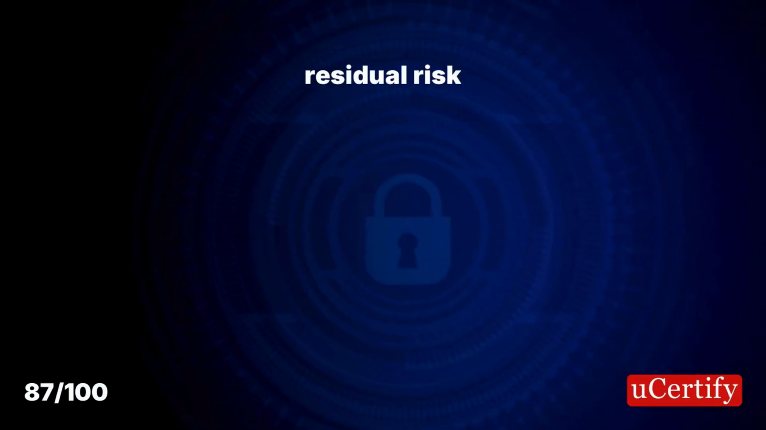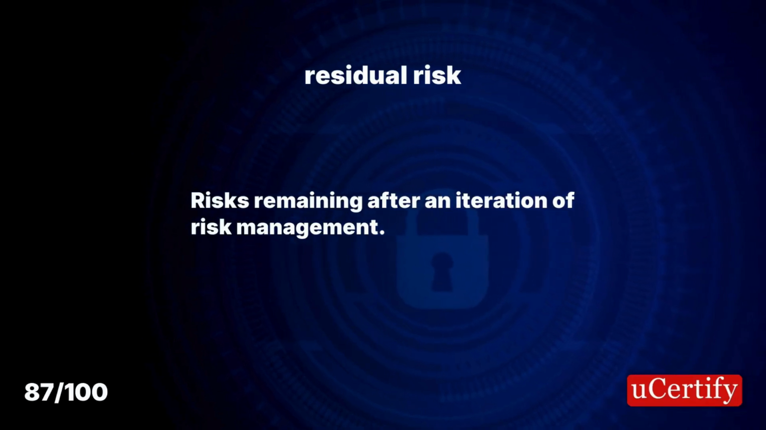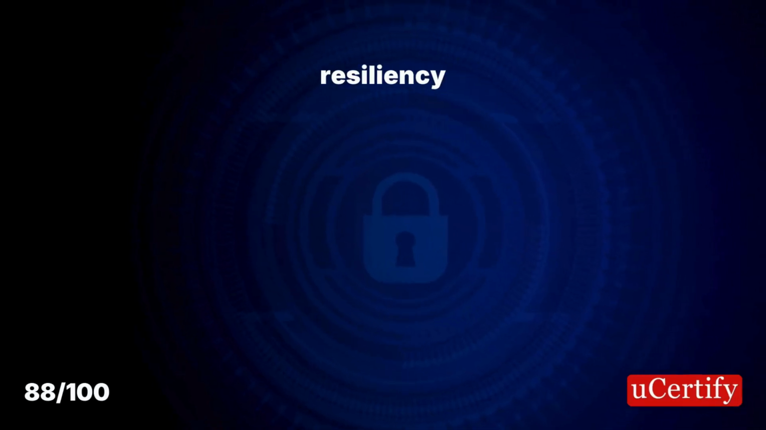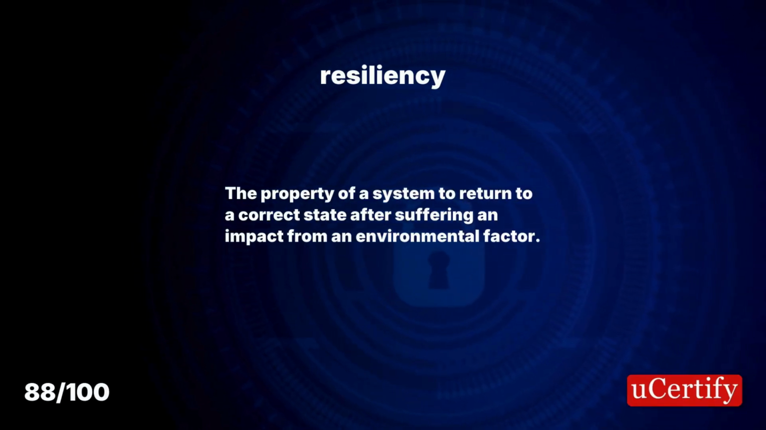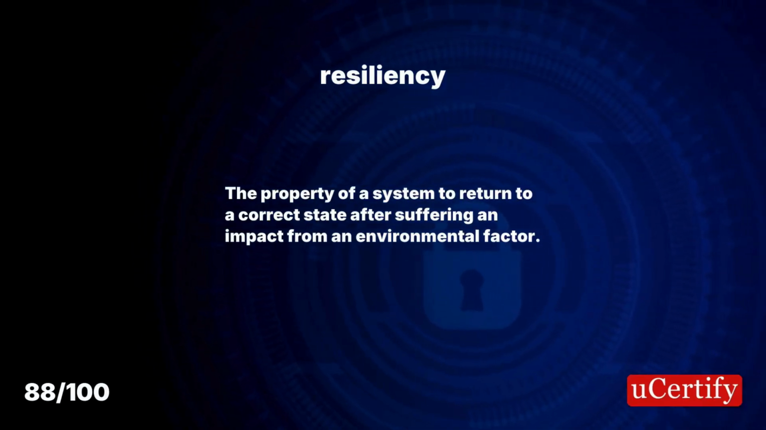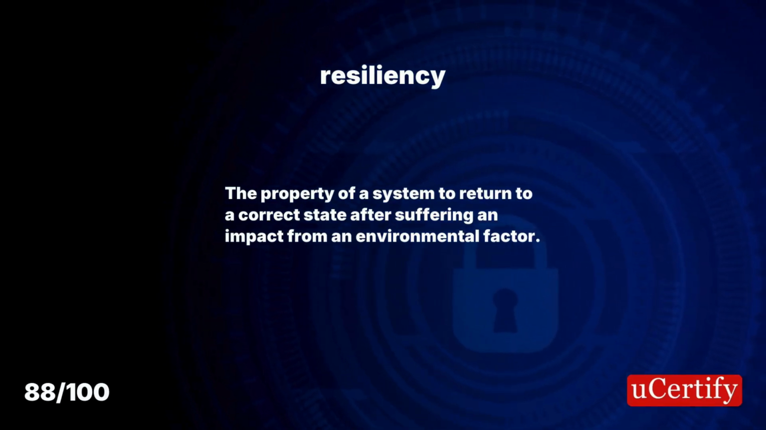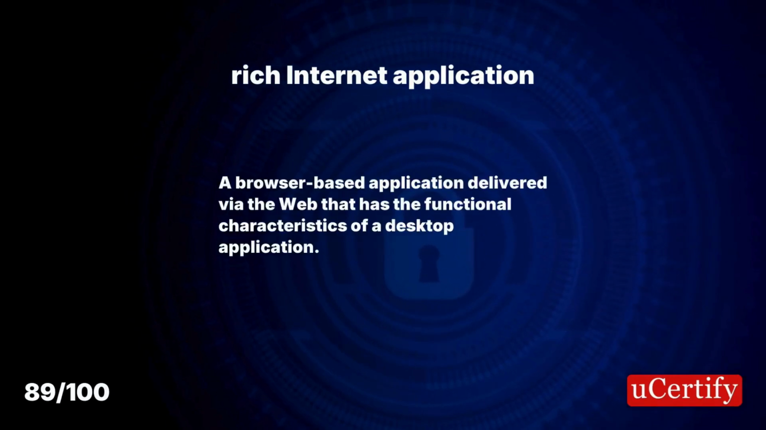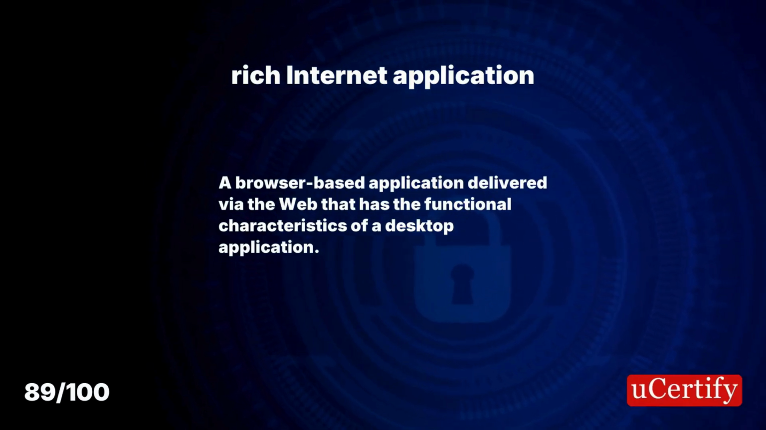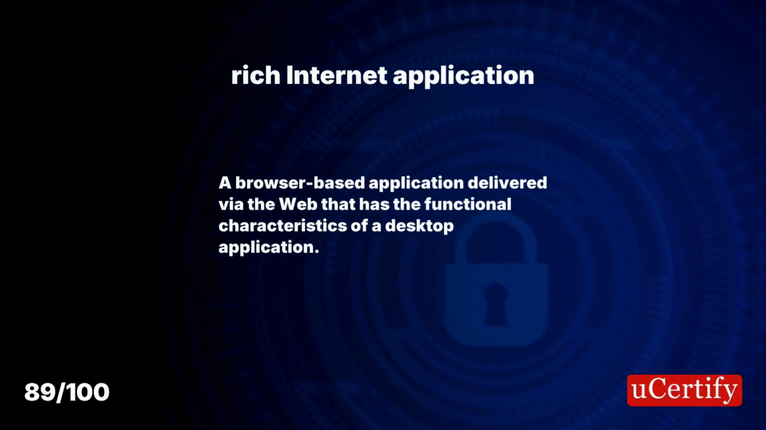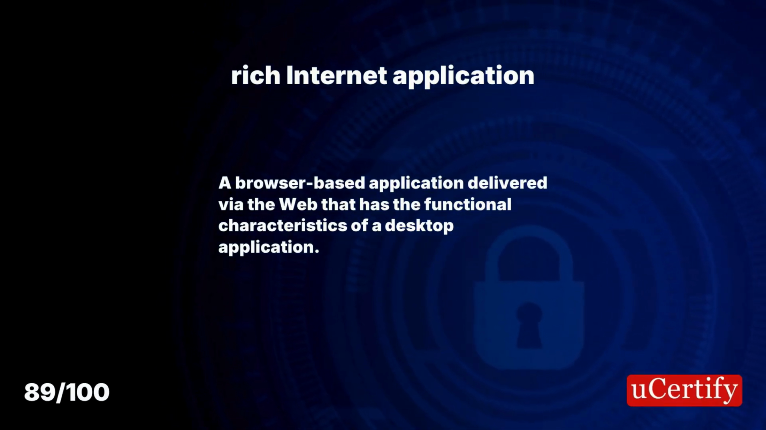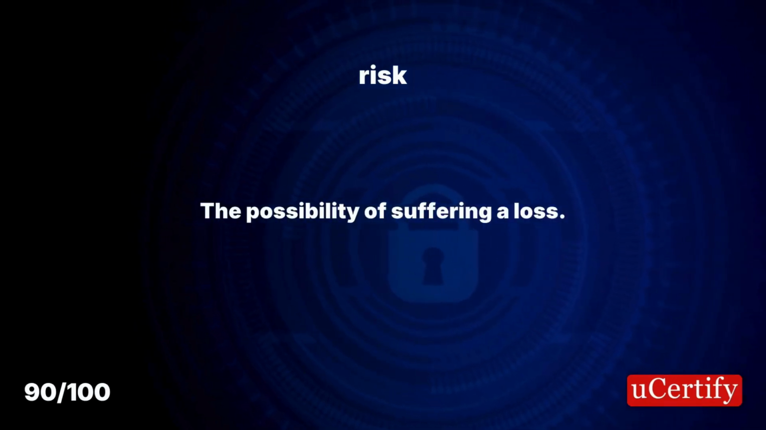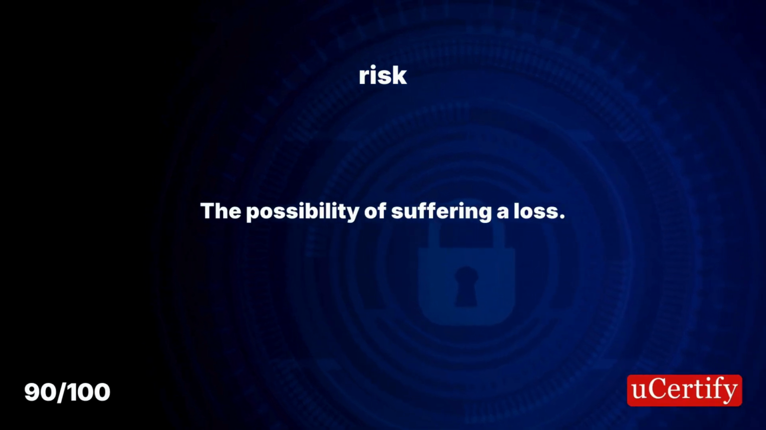Term: residual risk. Definition: risks remaining after an iteration of risk management. Term: resiliency. Definition: the property of a system to return to a correct state after suffering an impact from an environmental factor. Term: rich internet application. Definition: a browser-based application delivered via the web that has the functional characteristics of a desktop application. Term: risk. Definition: the possibility of suffering a loss.